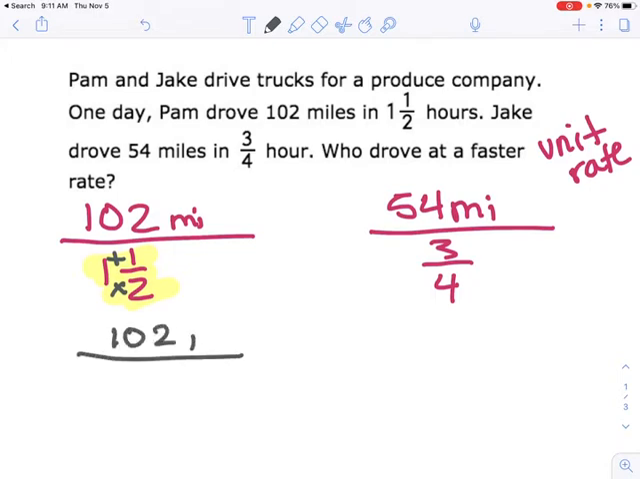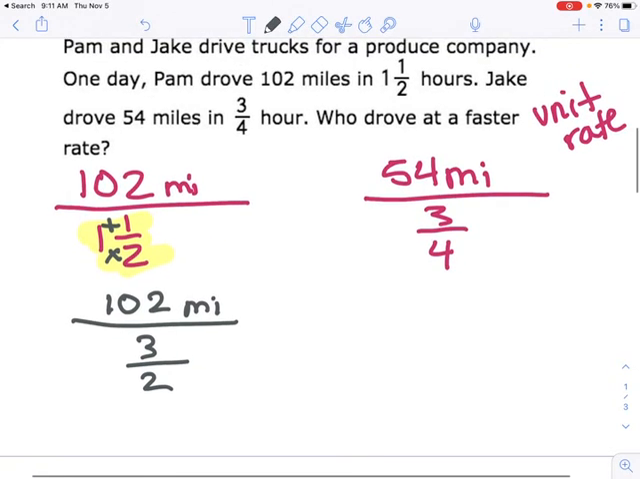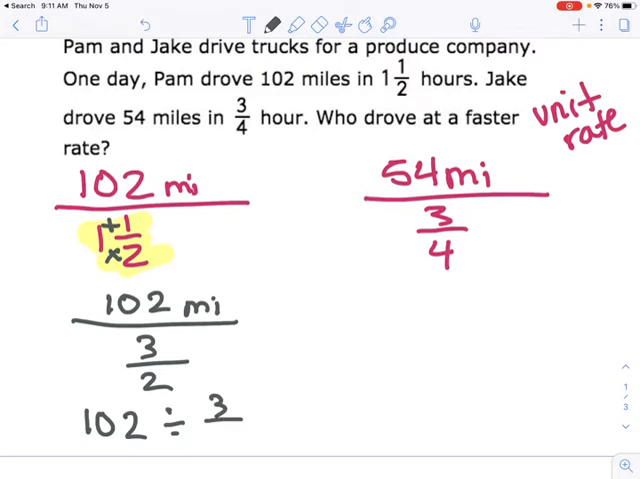So I would have 102 stays the same. 1 times 2 is 2, plus 1 is 3. So I would have 3 over 2. All I want to do here to find my unit rate is divide. I want to do 102 divided by 3/2, and I want to do 54 divided by 3/4.